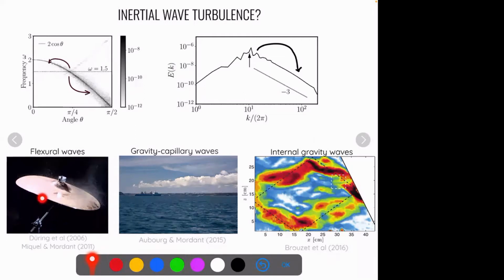So wave turbulence is a general object in physics that has been observed. It's a general theory that has been observed to describe flexural waves on plates. It can also describe sea states during a calm day in summer, like here in Brittany back in 2019. And in certain regimes, it can also describe stratified turbulence. So how can we prove that here we do have inertial wave turbulence?